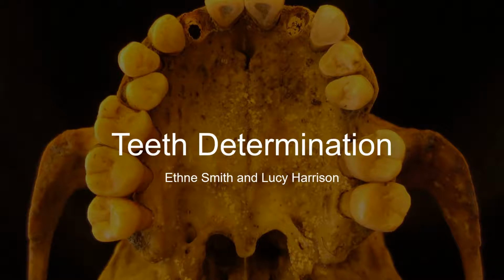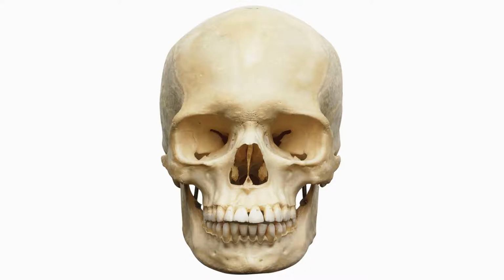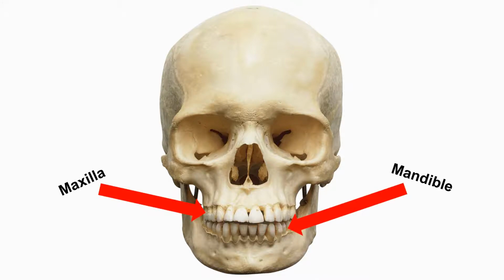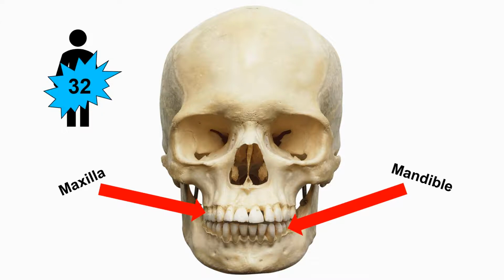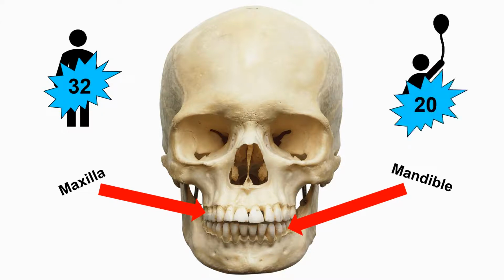Today we will talk about human teeth, their structure, how to number them, and how to tell how old they are. Teeth are found in the jaw in two sets, upper in the maxilla and the lower in the mandible. Adults have 32 permanent teeth, whereas children only have 20.